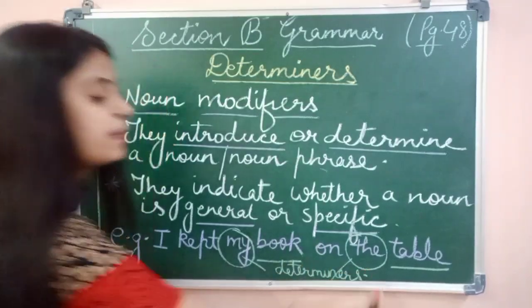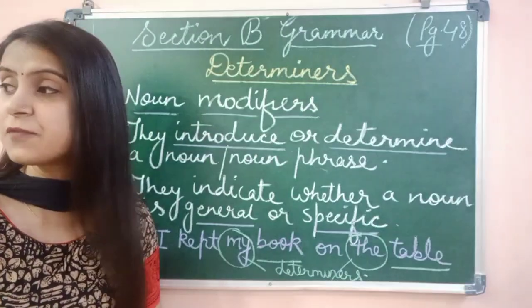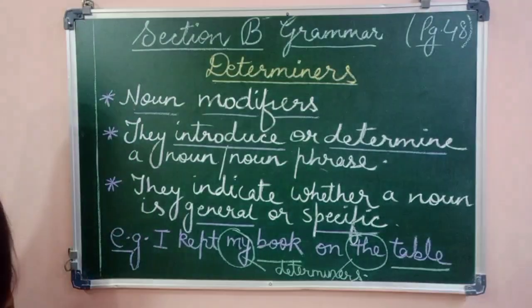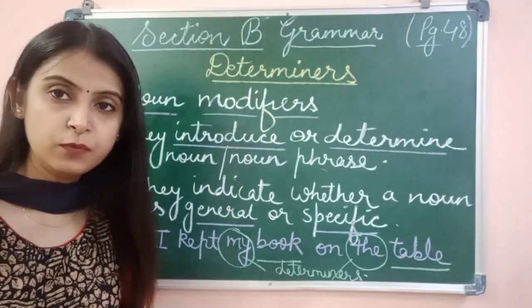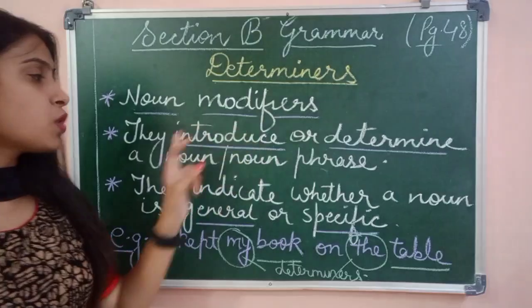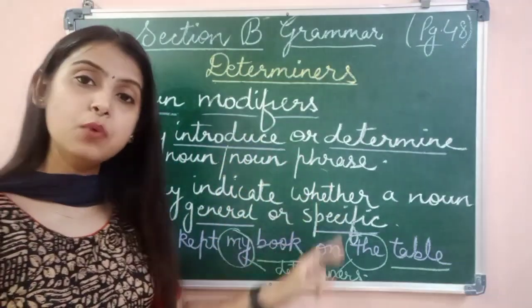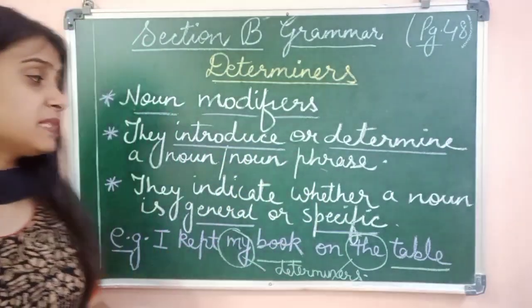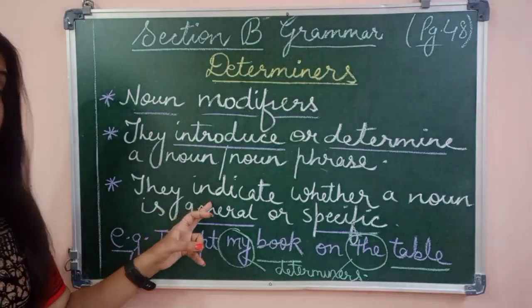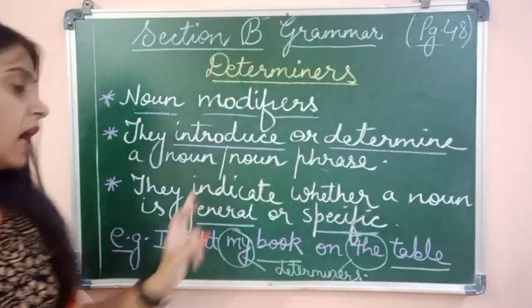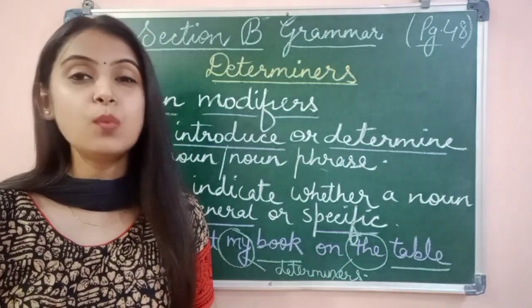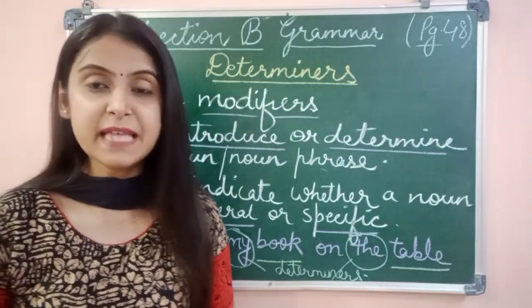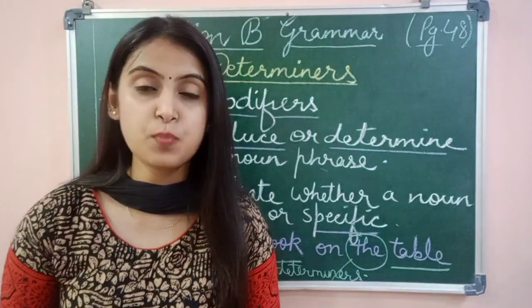table respectively. Now, let me quickly repeat for you that determiners are the words that modify a noun or noun phrase. They introduce or determine a noun or a noun phrase. Now, sometimes some determiners are also used to indicate whether a noun is general or specific, whether we use that noun in a general or specific sense. Let me give you an example to make it more clear.